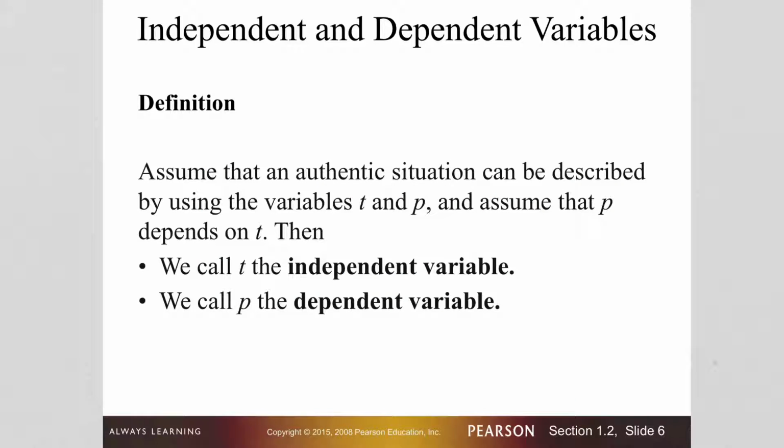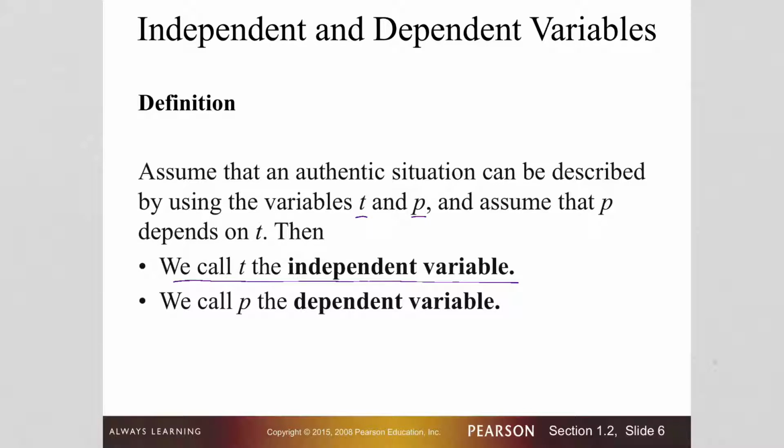Okay, so let's talk about independent and dependent variables. So assume that an authentic situation can be described by using the variables t and p. Again, generic terms. Not using x and y here, just saying generically t and p. And assume that p depends on t. So we call t the independent variable.